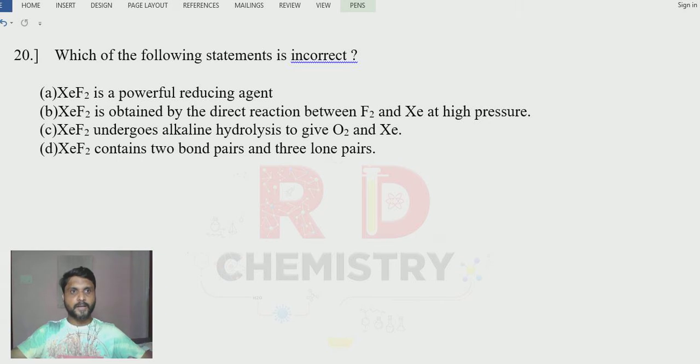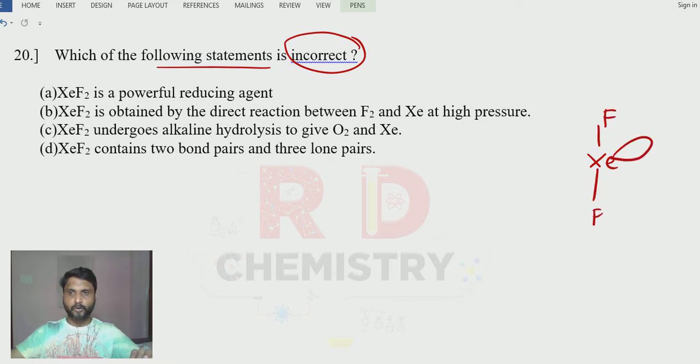Question number 20. Which of the following statements is incorrect? They speak about xenon difluoride. Xenon difluoride has a linear shape like this, linear shape. But there are three lone pairs of electrons. So it has trigonal bipyramidal geometry, and they are given here in the last one, 2 bond pairs and 3 lone pairs are there, which is the correct statement.